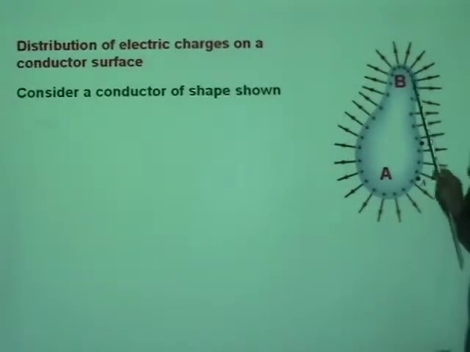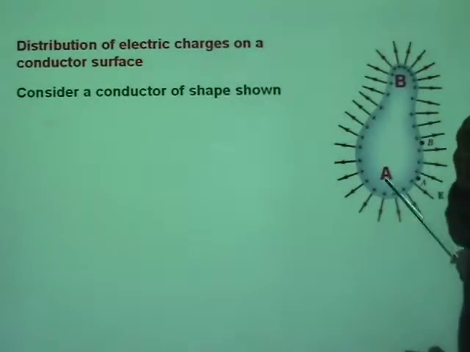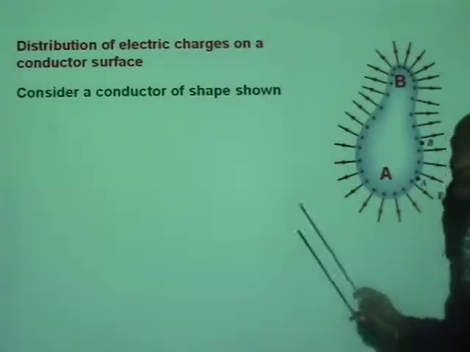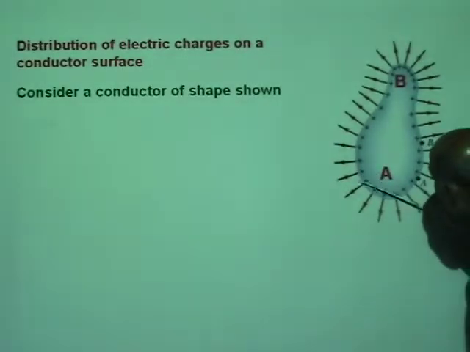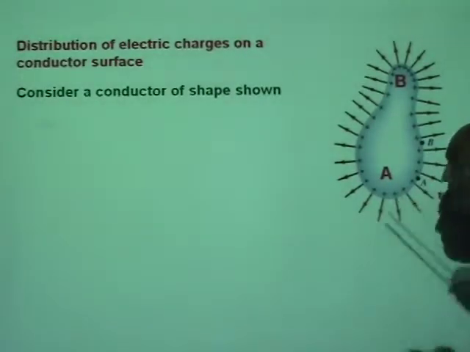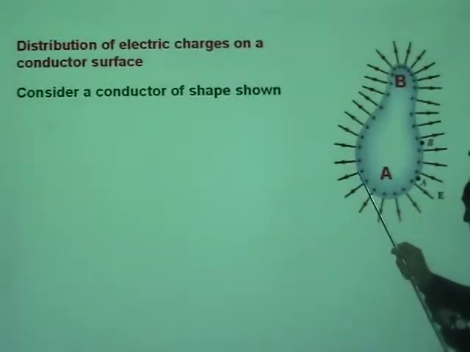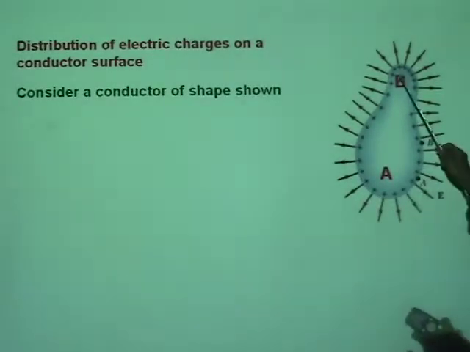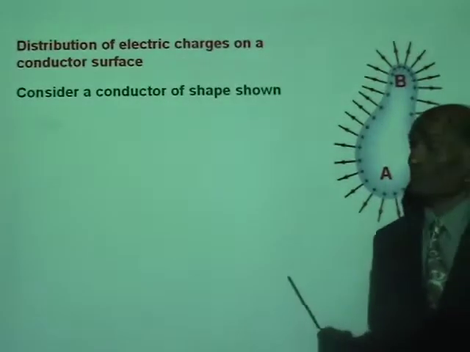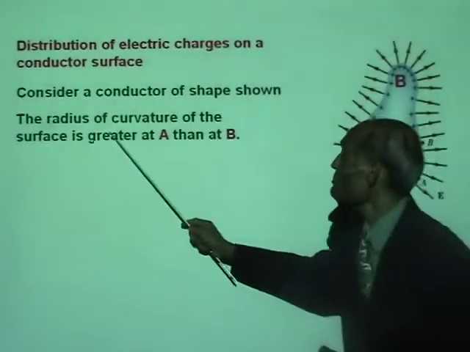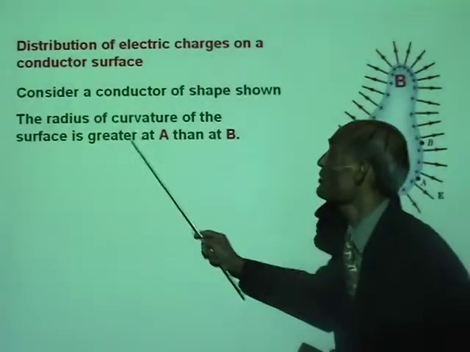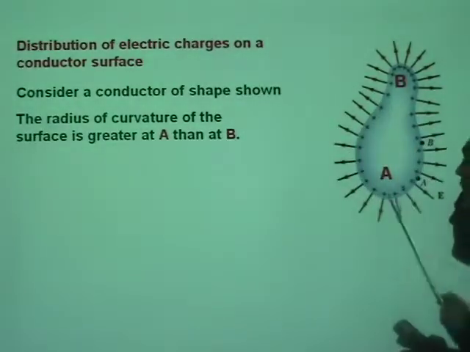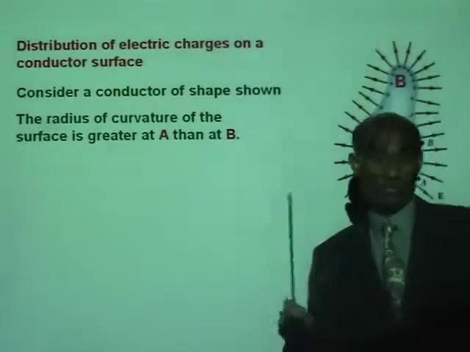Alright, let's consider two regions A and B. Now, this is part of a circle of large radius, and this is part of a circle of small radius. Now, the radius of curvature of the surface is greater at A than B. So I hope you understand.